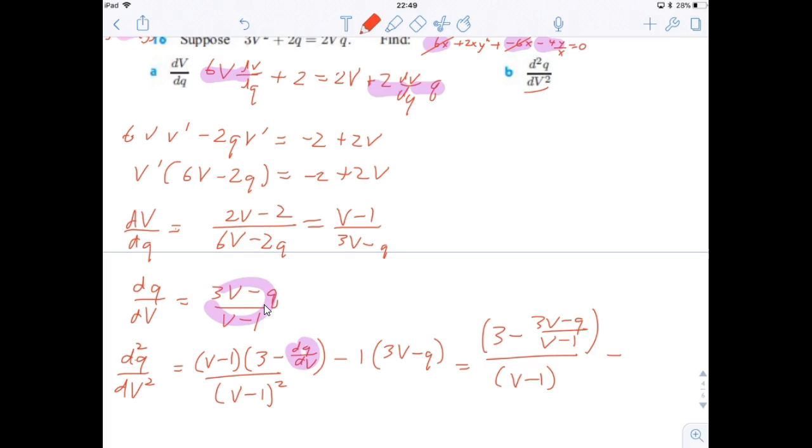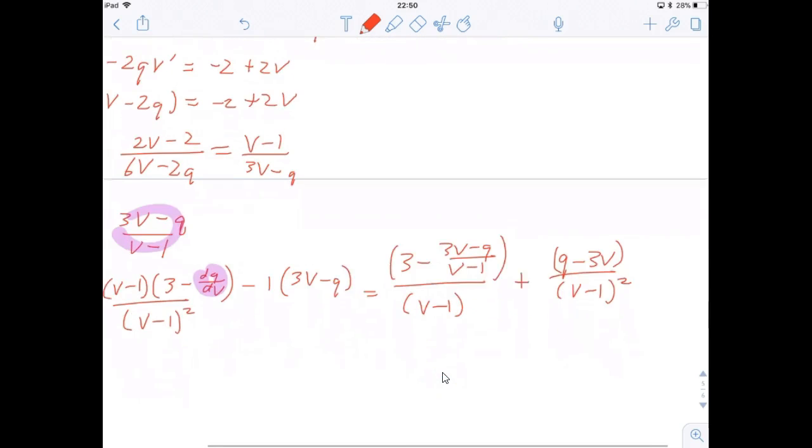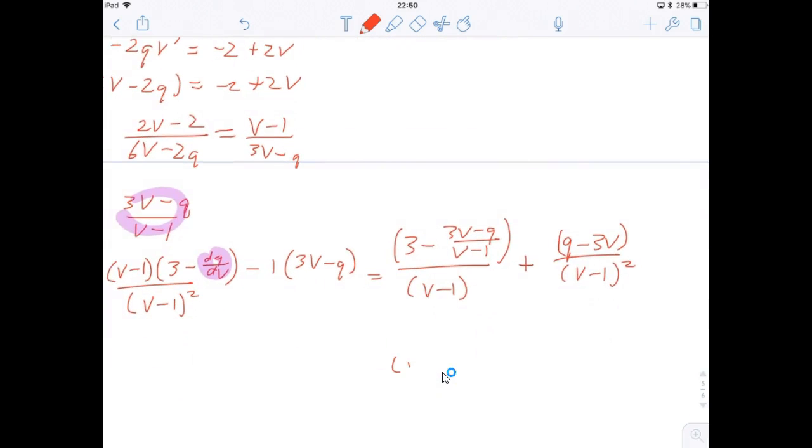negative, or plus, q minus 3v divided by v minus 1 squared. We can simplify this first term a little bit. It's got a fraction inside of a fraction. So we could multiply the top and the bottom both by v minus 1. Let's try that. So then we'll end up with v minus 1 squared on the bottom. And on the top, we'll have 3 times (v minus 1) minus (3v minus q).